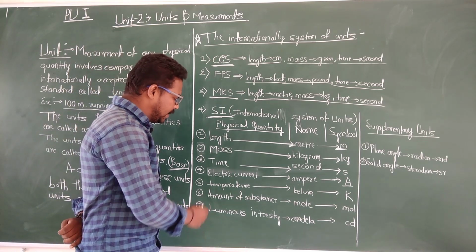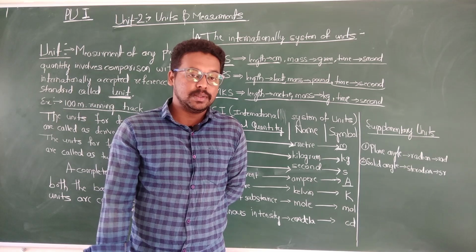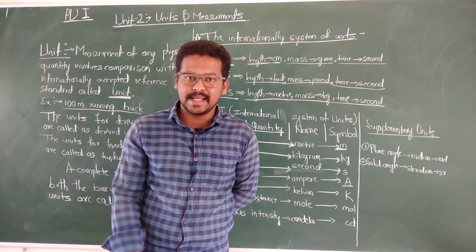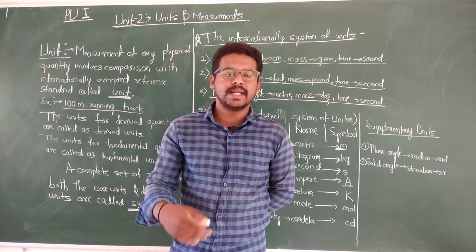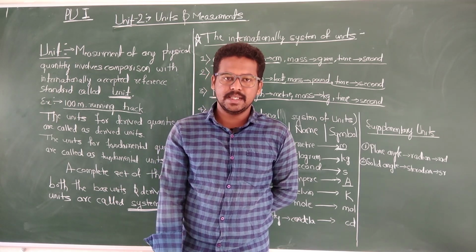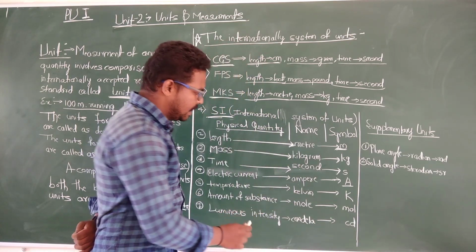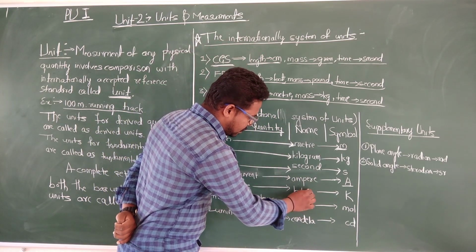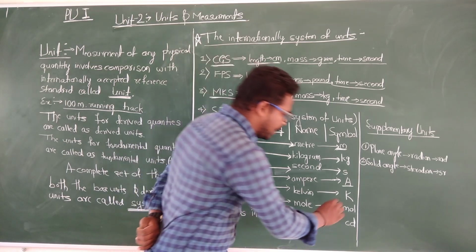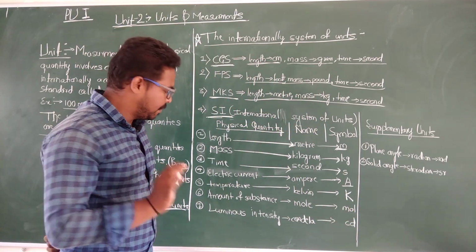The fifth one is thermodynamic temperature. In common use we take the unit for temperature as Celsius, but that is not an internationally accepted unit. The SI unit is Kelvin, indicated as capital K. Remember this one.